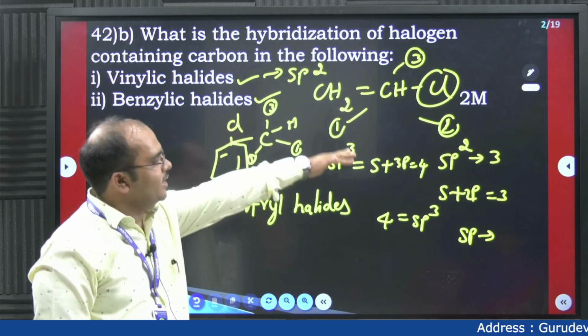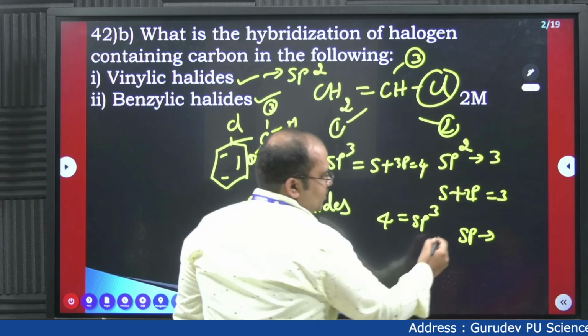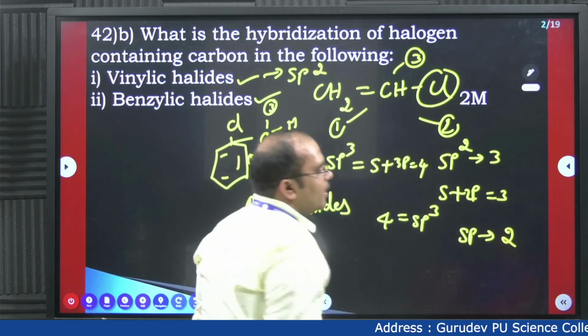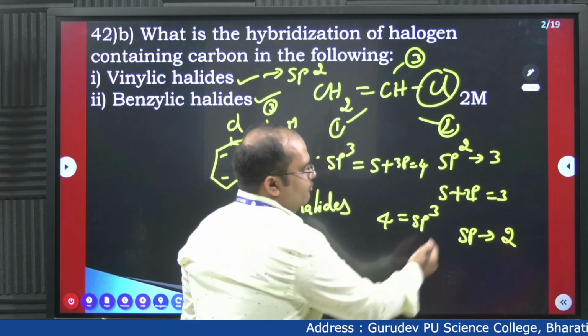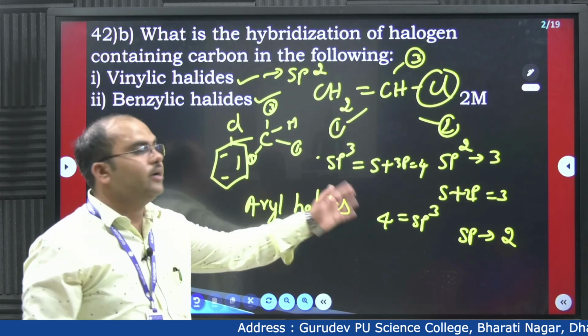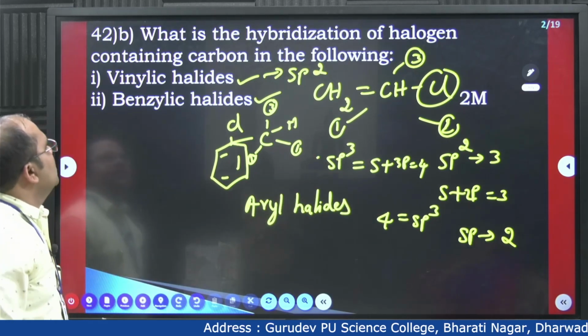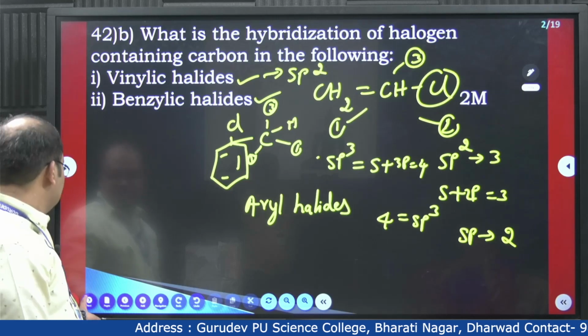We count how many atoms are attached to each carbon atom. So what are we saying for sp? If one carbon is attached by 2 atoms, it is sp. If it is 3, sp2. If it is 4, sp3. This is one of the shortcuts to remember sp, sp2 and sp3 hybridization.